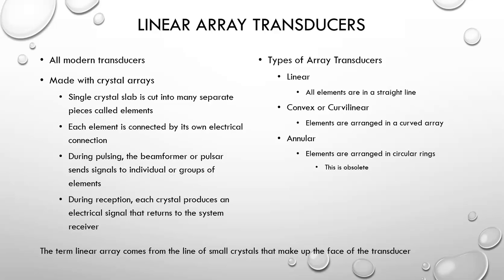Different types of array transducers are linear, in which all elements are aligned in a straight line and flat; convex or curvilinear, where the elements are arranged around a curved surface; and something known as an annular array probe, in which the elements are arranged in circular rings. This is an obsolete probe because all the rings had to be moved at the same time, so it was a type of array transducer but also a mechanical transducer. And again, we do not use mechanical transducers anymore.